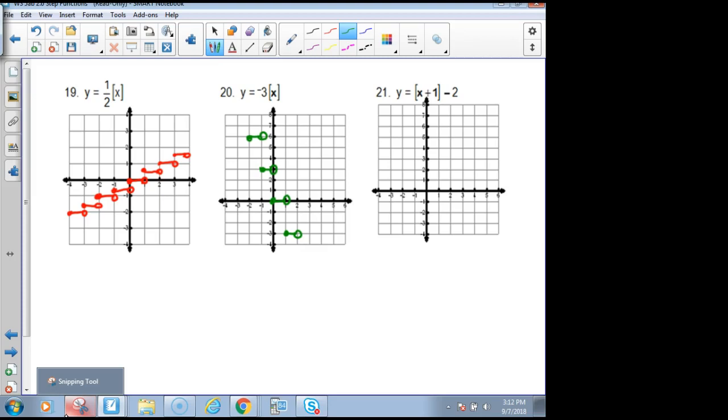All right, why don't you do number 21 and we'll check it. Go for it. Okay, check and make sure you did it right. Okay. That was the last example.